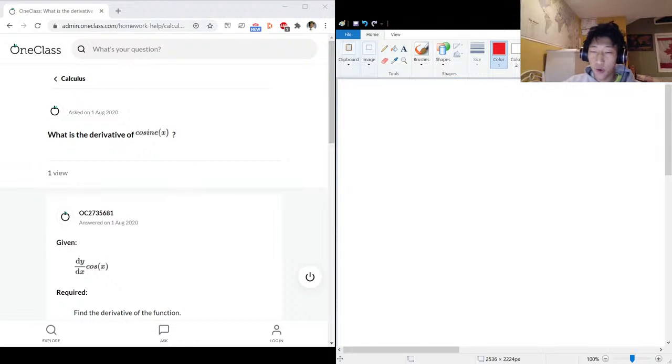So now we have our second question. We have the derivative of cosine x. We can rewrite cosine x as cos x, as it is normally. Whoops, let's get the pencil tool. So let's write this out in black. Cos x. So we need to find the derivative of this. So we have to do d over dx of cos x.